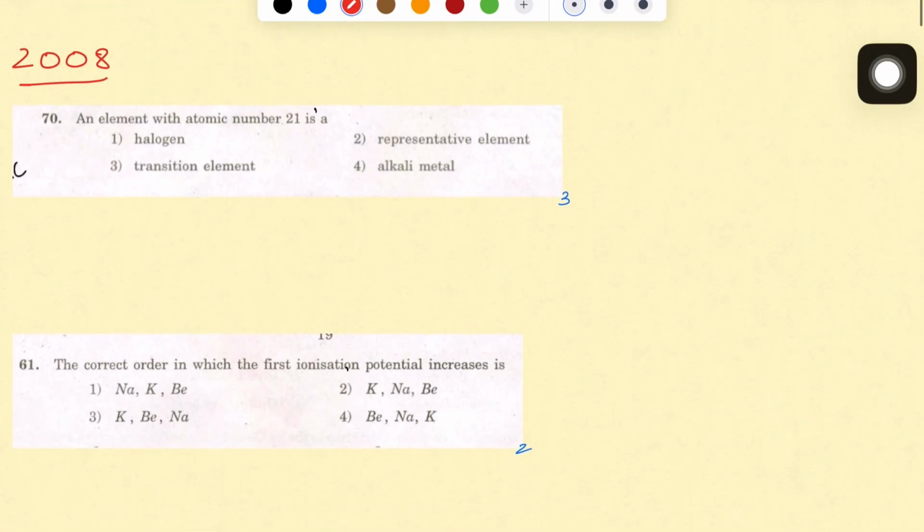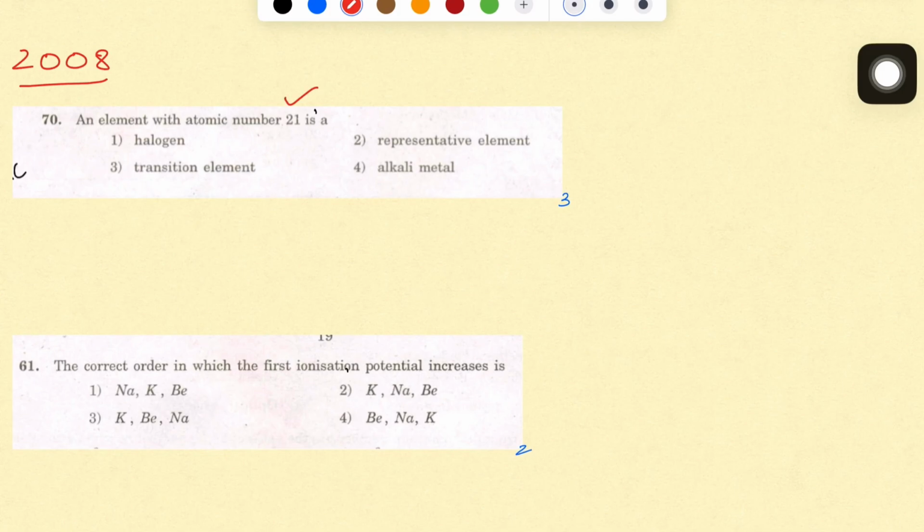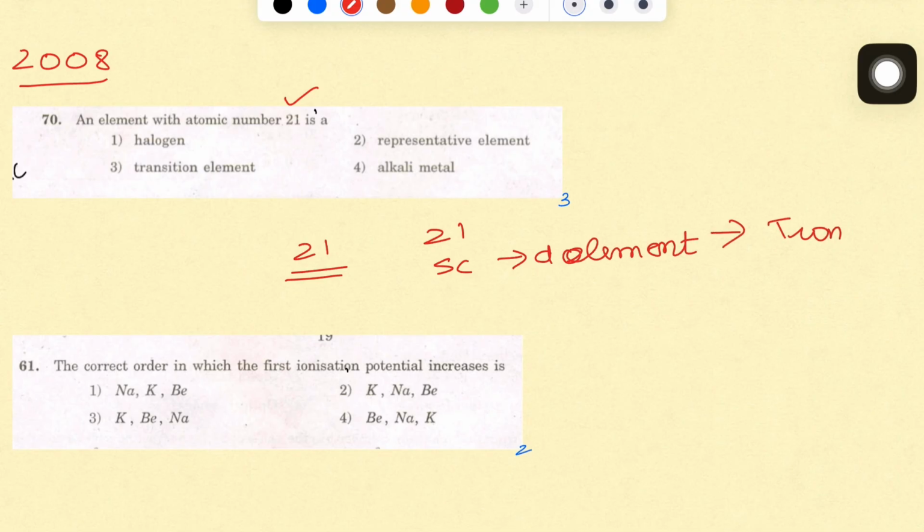The first question is an element with atomic number 21. So by 21, it is a concept based question. 21, if you see scandium, it is a D block element, and a D block element is also called a transition element. This is one way you can find out by concept based.